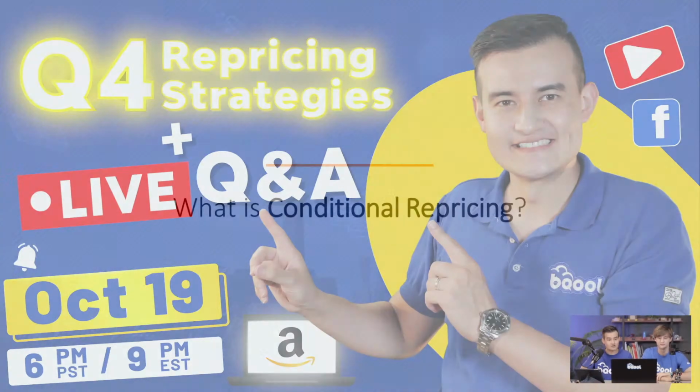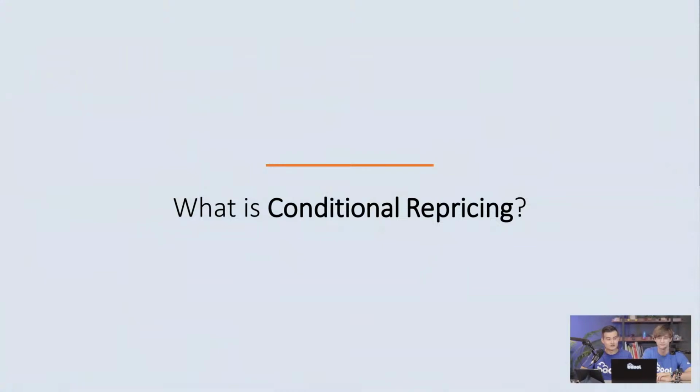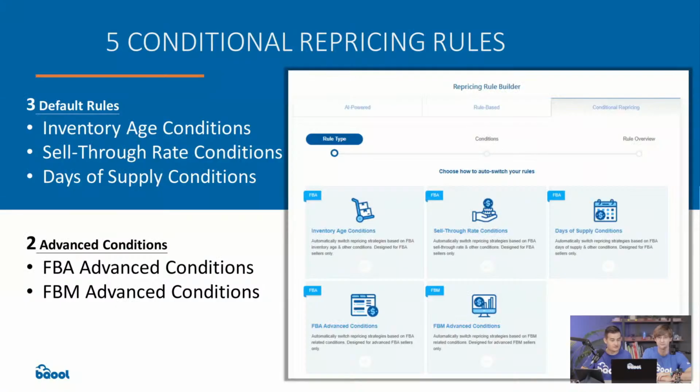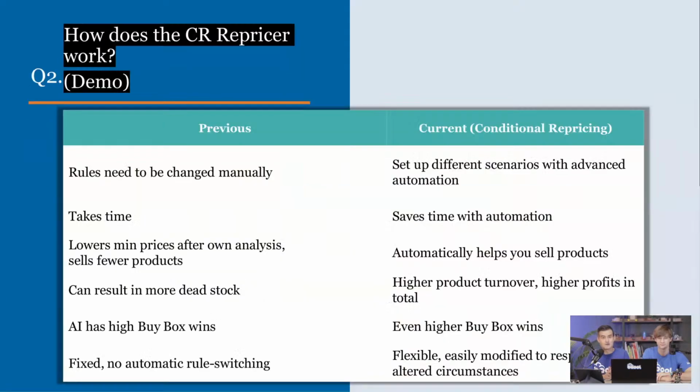Now you can mix and match. And the other benefit is that you can actually lower your min prices when triggered by certain market conditions, instead of having to do it yourself. So let's look at a comparison between the different conditional repricing and our previous version of AI repricing. This is some of the difference.